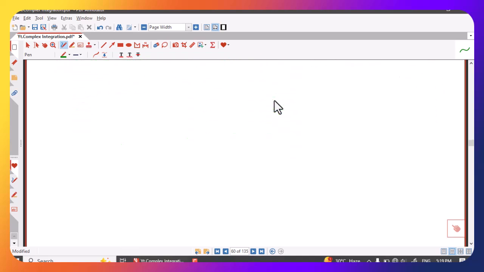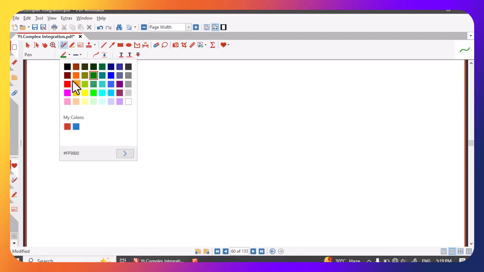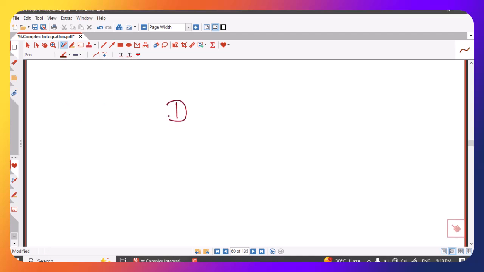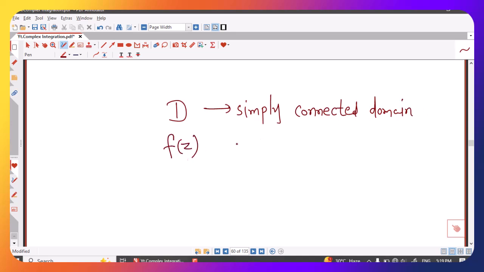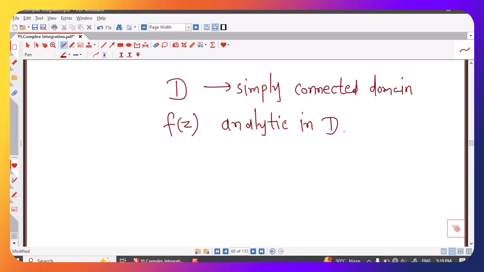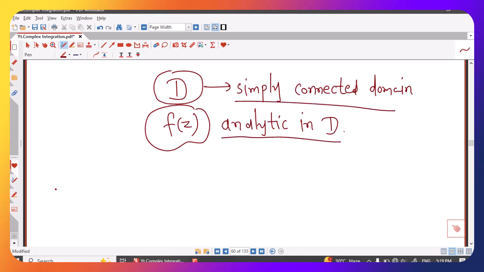Now where do we require this definition? We require this definition in one result. Suppose we have a simply connected domain. Suppose D is a simply connected domain, and suppose we consider one function, say f of z, and this function is analytic in this simply connected domain D. Again I repeat, capital D is a simply connected domain, and we have a function f of z which is analytic at every point in this simply connected domain.